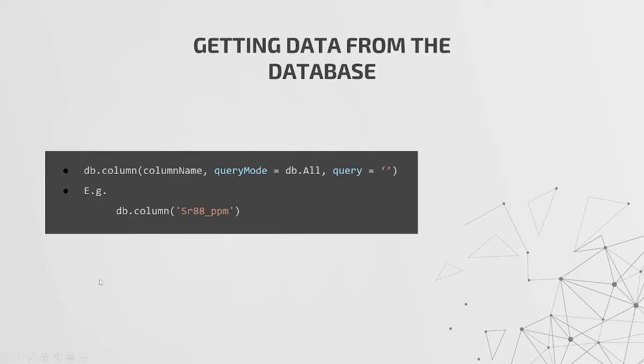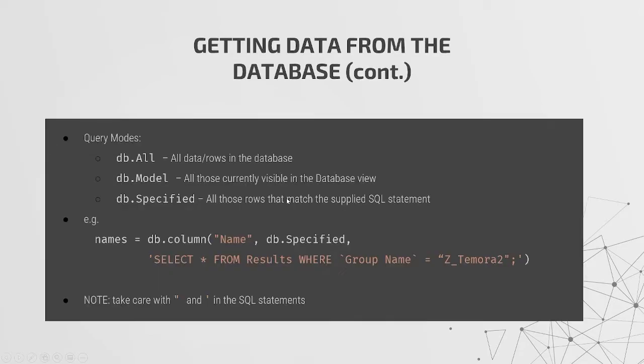But there's some other parameters to this db.column function. The first that we've seen was the column name, which is just a string. But there's also this query mode, which by default is db.all. And there's also this query string, which by default is an empty string. Let's look at what they are now.